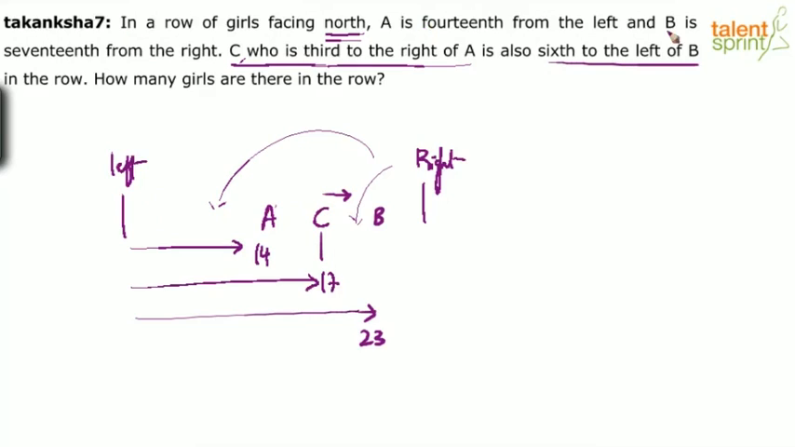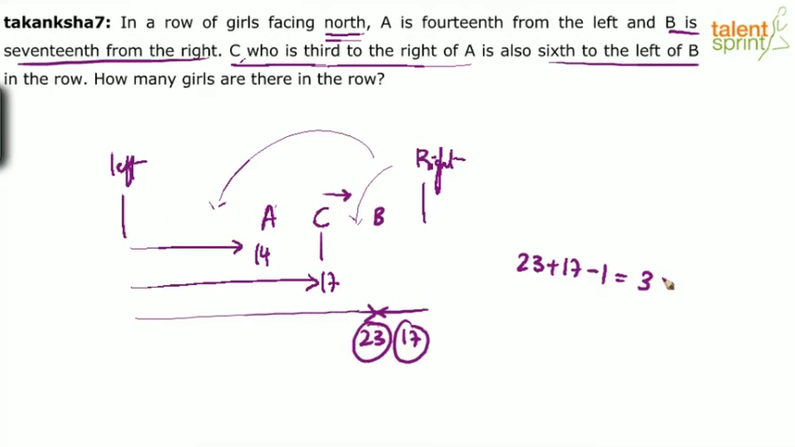We also know that B is 17 from the right. So from the right end, B's position is 17th. Now you know the same position from both ends, right end and left end. How will you find out the total number of persons? 23 plus 17 minus 1. So this gives you 40 minus 1, 39.